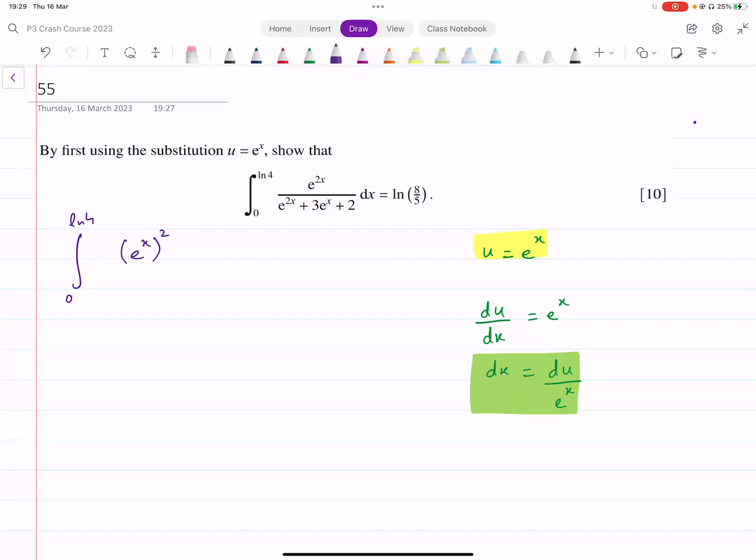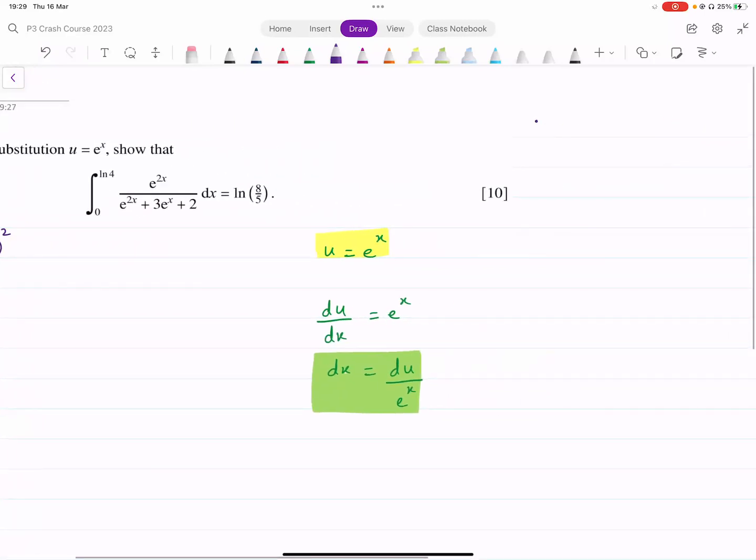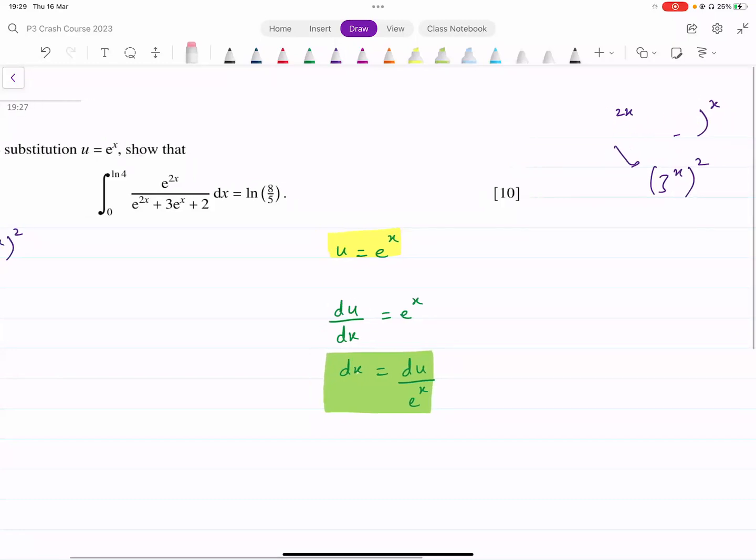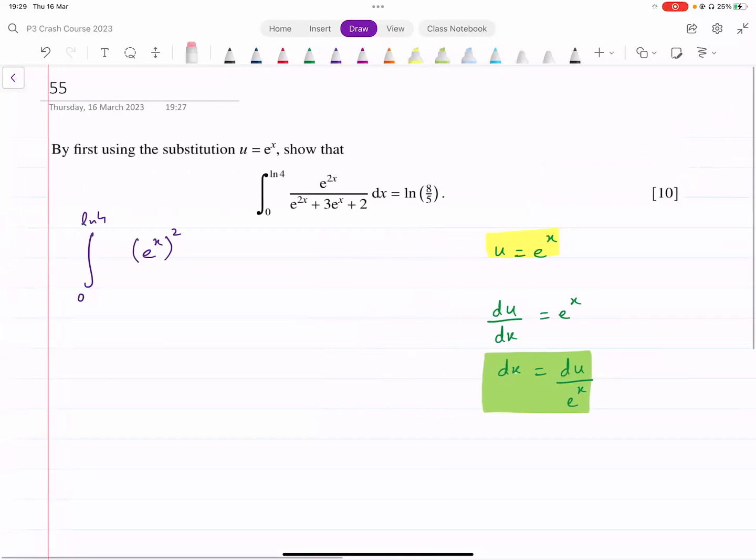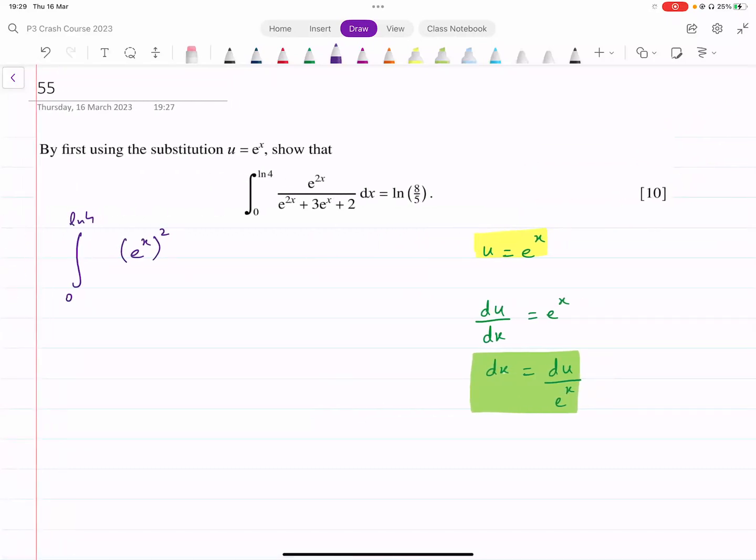For example, if you have 3 raised to power 2x, for instance, you could write it as 3 raised to power 2 whole raised to power x, right? Or you could also write it as 3 raised to power x whole raised to power 2, right? Using indices rules, you can do that. So that's exactly what we're doing here. Instead of e raised to power 2x, we could write this as e power x whole square.